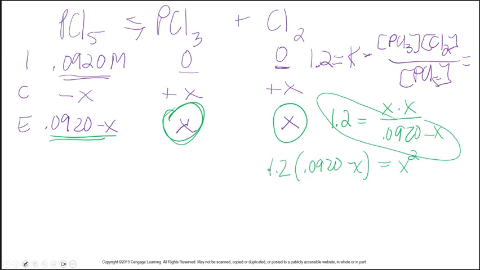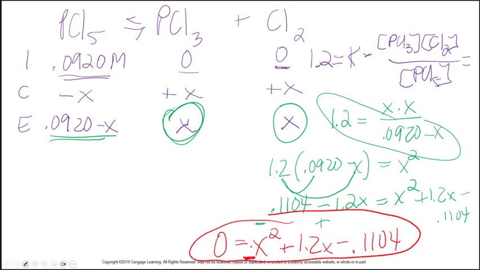Let's cross multiply. That gives me 1.2 times (0.0920 minus x), so I'm going to distribute that. X times x is x squared. That gives me 0.1104 minus 1.2x is equal to x squared. Is this starting to look like the quadratic equation? Let's get everything on one side and set one side equal to 0. So I'm going to add 1.2x to both sides and subtract 0.1104. Now my A value is 1, my B value is 1.2, and my C value is negative 0.1104, and we can plug it into our quadratic formula.